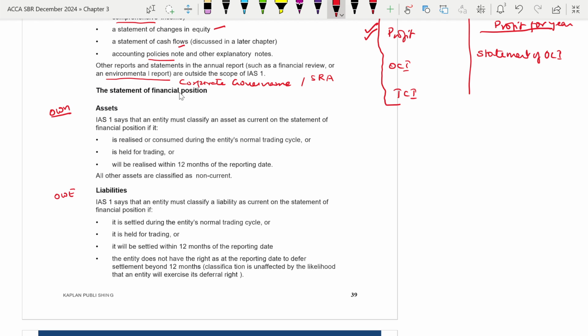But when you are saying that an entity must classify an asset as current on the statement of financial position, what is the concept of an asset? It is realized and consumed during the normal trading cycle. We are talking about which type of asset specifically? Here they say current. A current asset is held for trading. Next, it will be realized within 12 months of the reporting date. All other assets are classified as non-current assets.